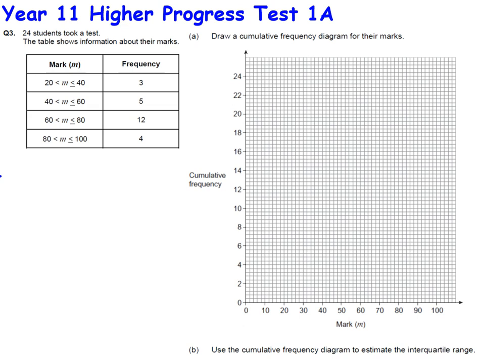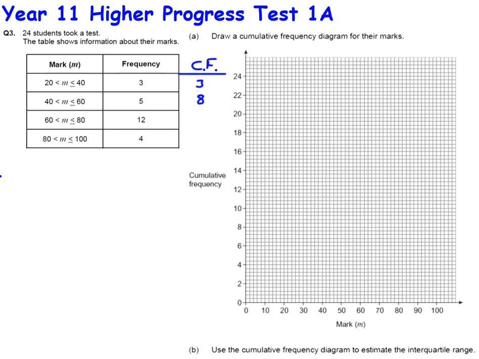Now with this, for cumulative frequency, it's a running total. So what I'm going to do is extend this table for my cumulative frequency. We can see that 3 people score between 20 and 40, not including 20. Now, for cumulative frequency to be a running total, we're now looking to see how many students scored between 20 and 60. So this is 3 plus 5, which is 8.